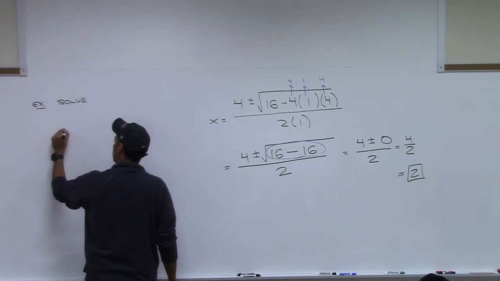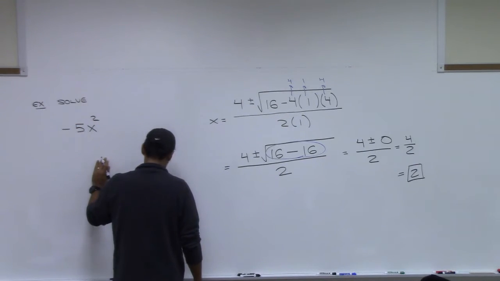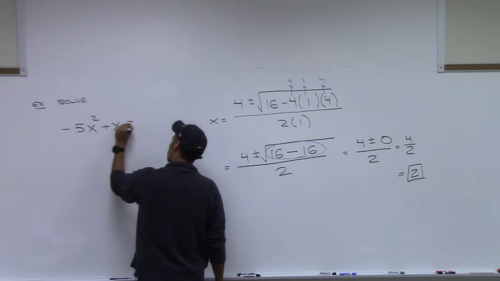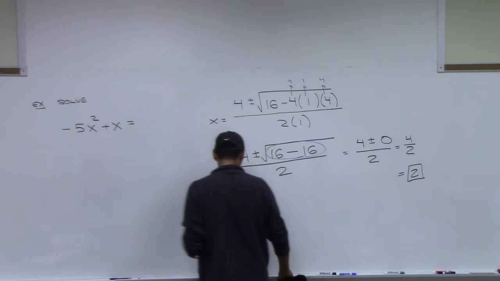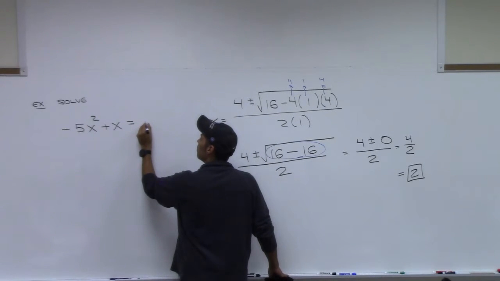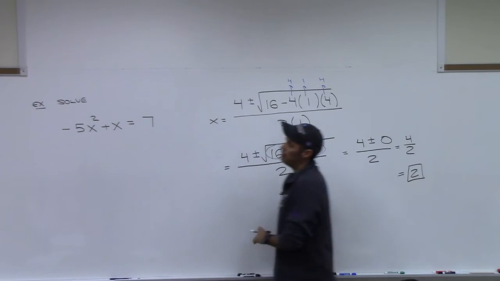Let's do this one. Negative 5x squared plus x equals 7. I want to make sure it works out the way I want it to work. There we go.